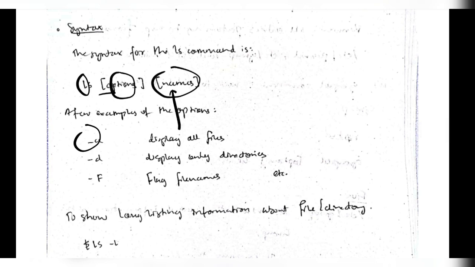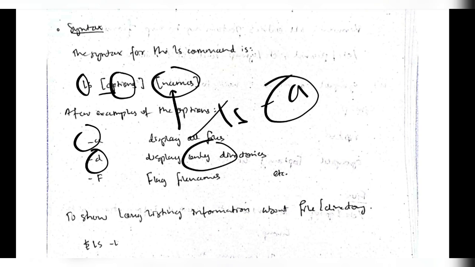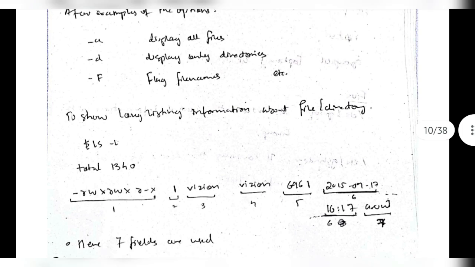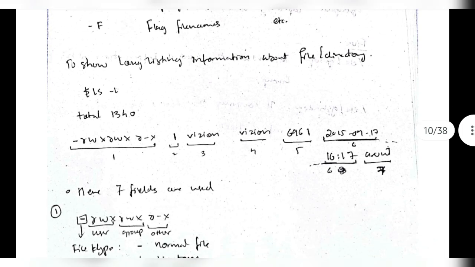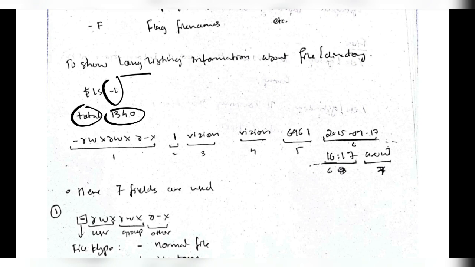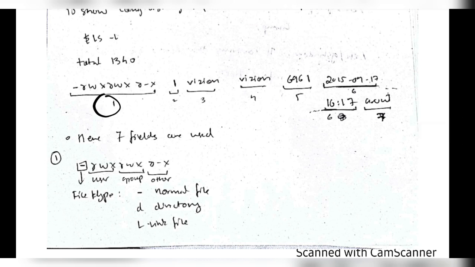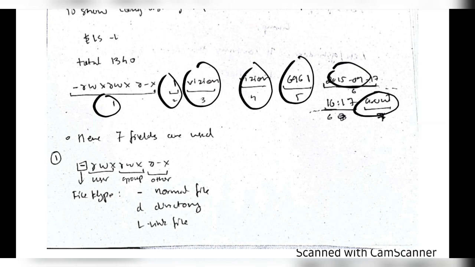So options include display. If you use dash a after ls, then it will display all the files. Dash d means it will display only directories. F means it will display the flag name. So you can go to other examples of the options which are given in the notes, and this is what I was talking about. Long listing. Dash l is used for long listing. So firstly what will be displayed is total how many files are there, 1340. So these are the 7 fields: field 1, field 2, field 3, field 4, field 5, field 6 and field 7.